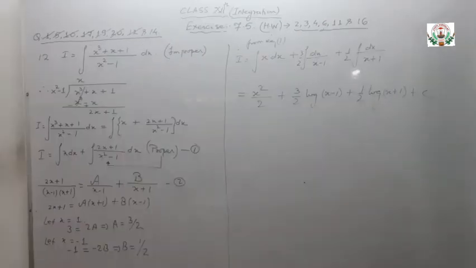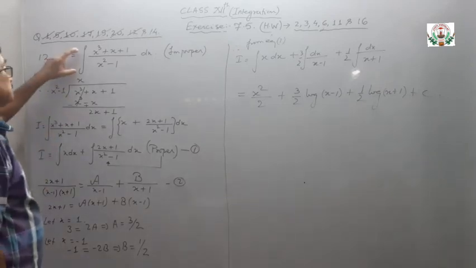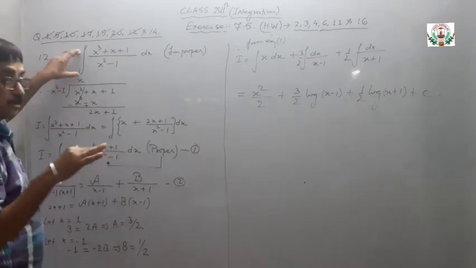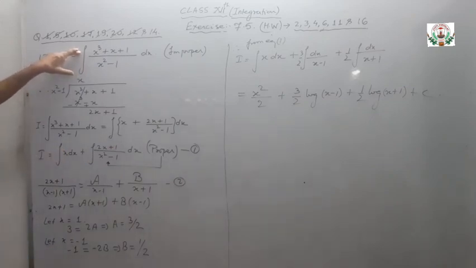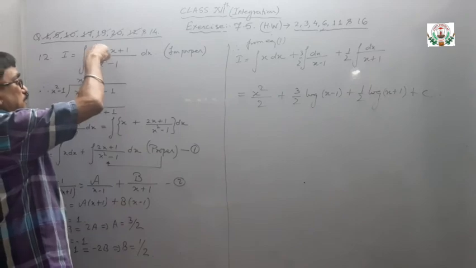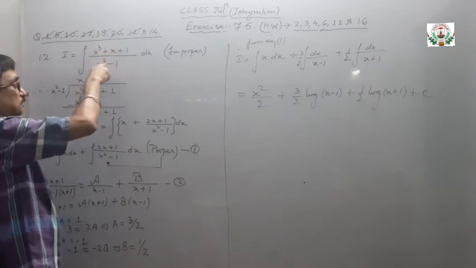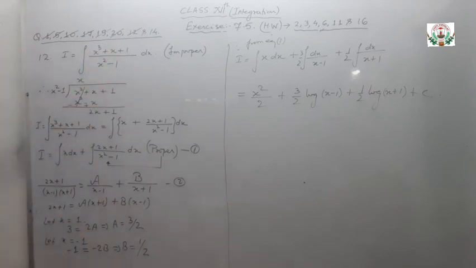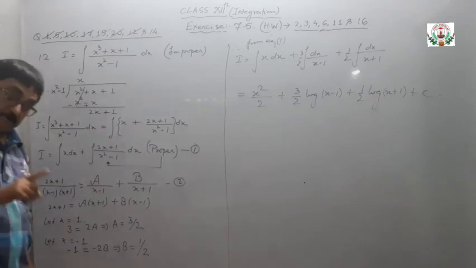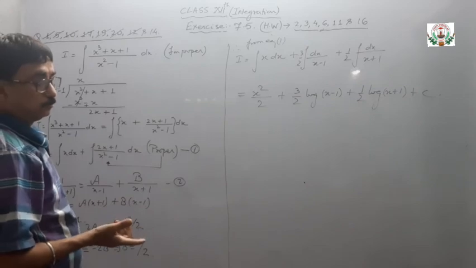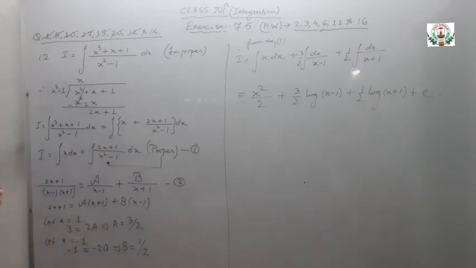Now next, question number 12. The difference is that till now we have been integrating proper fractions. Now we have to integrate an improper fraction. Here the degree of the numerator is 3, the degree of the denominator is 2. If the degree of the numerator and denominator polynomials are equal, or the degree of the numerator polynomial is greater than the degree of the denominator polynomial, then it will be improper.